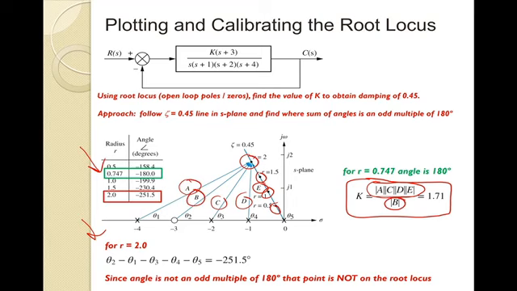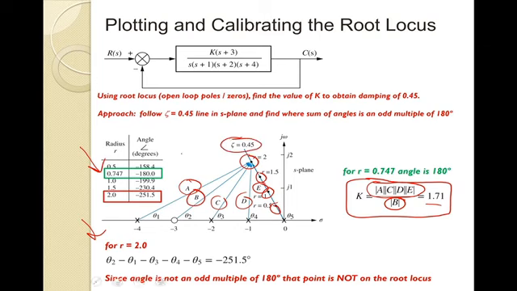Again, I don't have these values listed here. You should be able to calculate them as we had shown you in previous modules, so I will leave that for you to do. And in this case, we get a value of k equal to 1.71. So at that value of k, we know we've achieved a damping of 0.45.